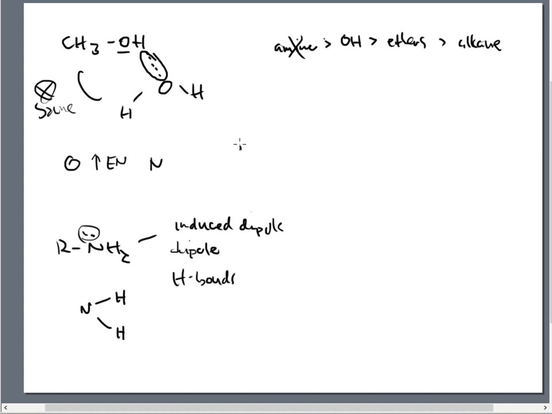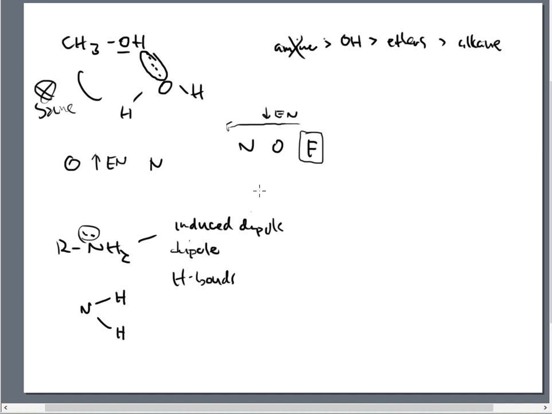If you look on the periodic table, it's N, O, and F. That's the order that they come in. That's why I write a hydrogen attached to an N, an O, or an F. And this is the highest electronegativity value. And as we go further away from fluorine, the electronegativity value decreases. So oxygen has more electronegativity than nitrogen does.